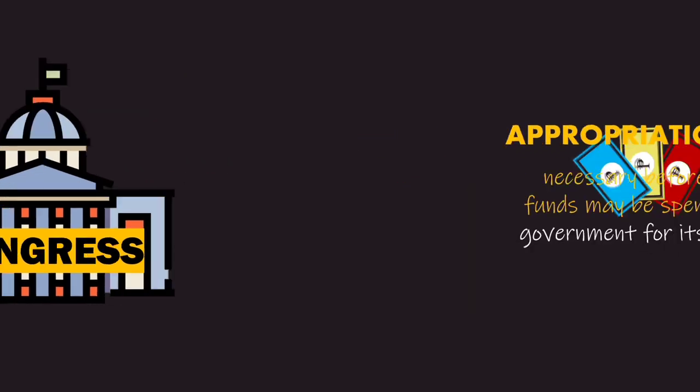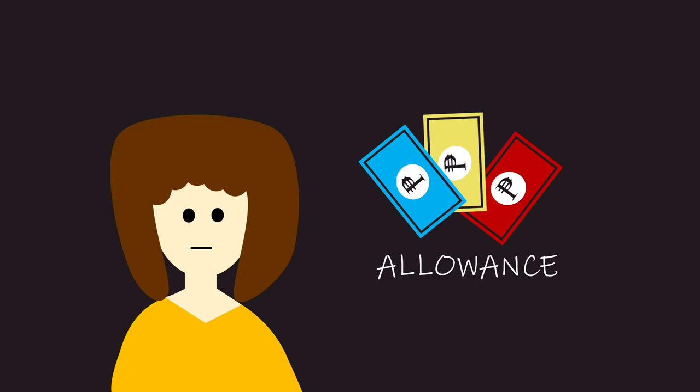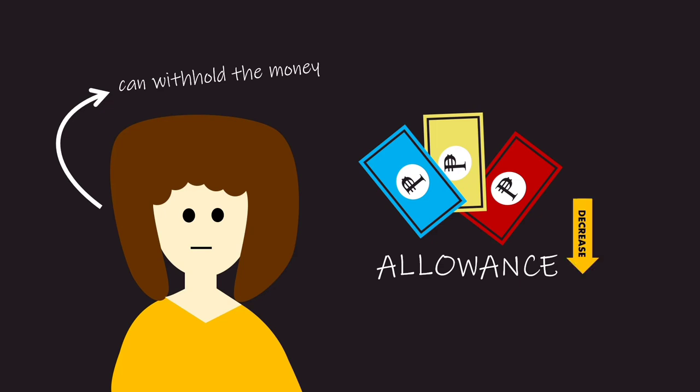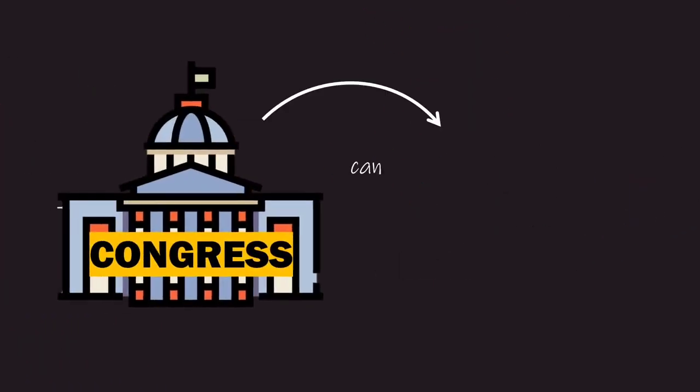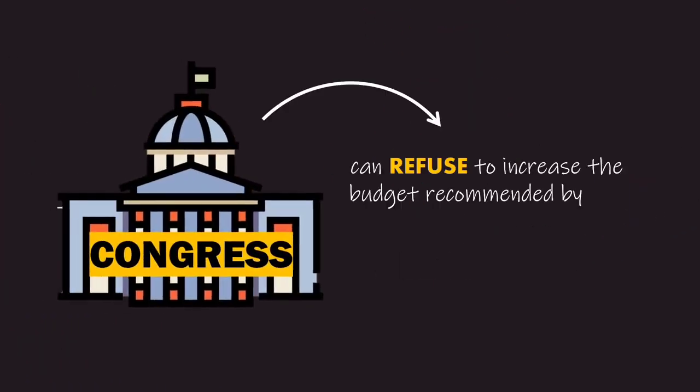Now let's go back to your allowance. If your mom doesn't like the way you spend your money, she can withhold the money until you promise to spend it wisely. Or she can also decrease your allowance, or in the worst case, you will never have your allowance again. Similarly, the Congress can also refuse to increase the budget recommended by the President.